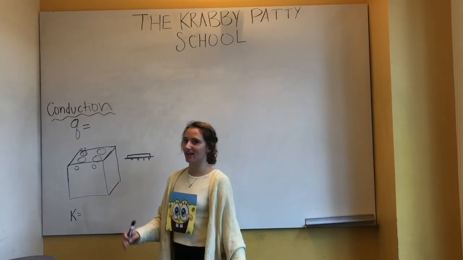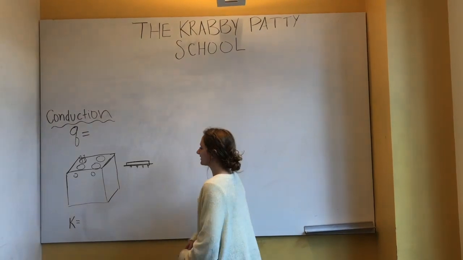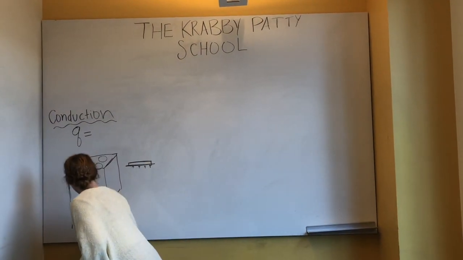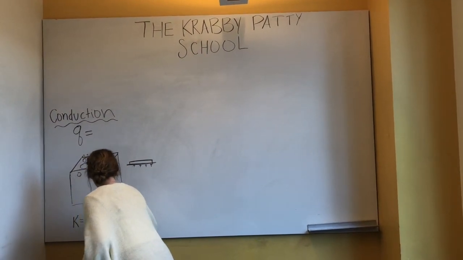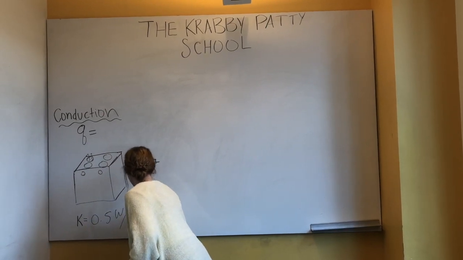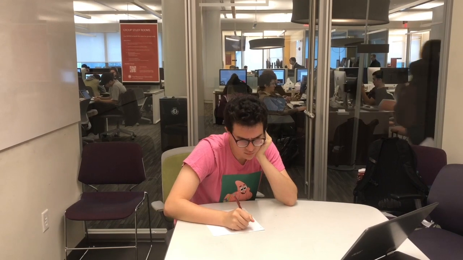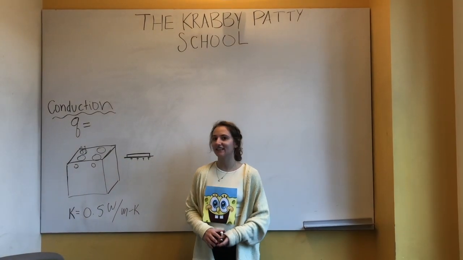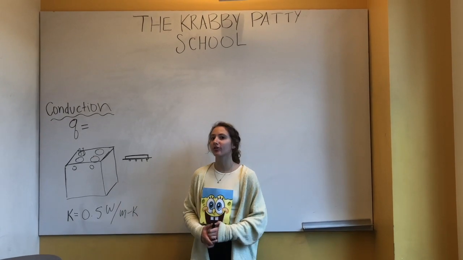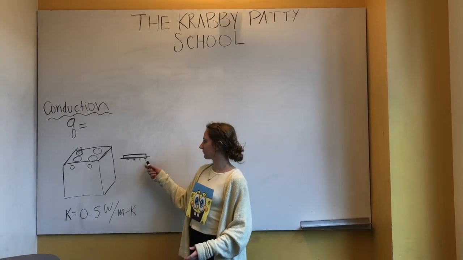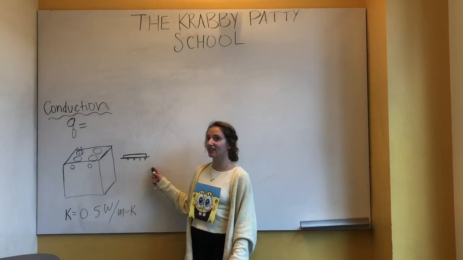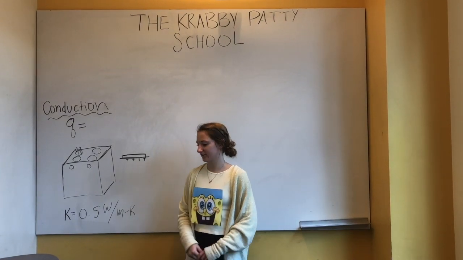To start off, we obtain a Krabby Patty with a thermal conductivity of 0.5 watts per meter Kelvin. Thermal conductivity? Conductivity is how easily a material transfers heat. So for a Krabby Patty, we want a meat that has a high thermal conductivity, so it won't take as long to cook. Boy, I love learning.